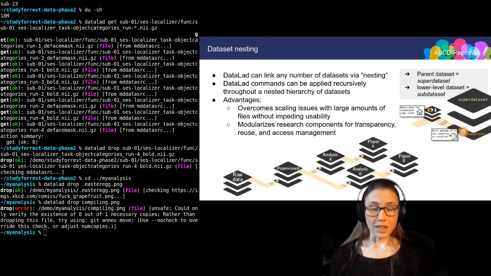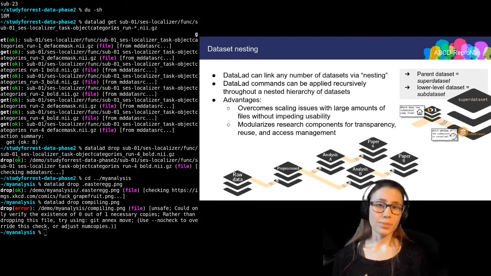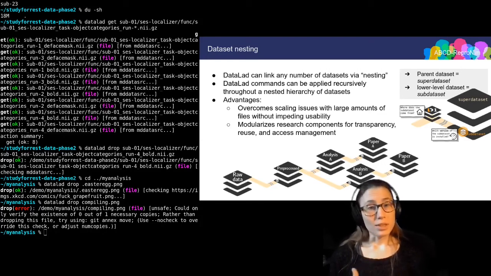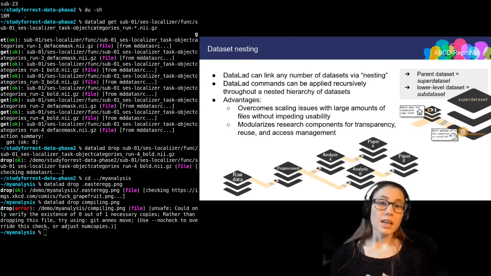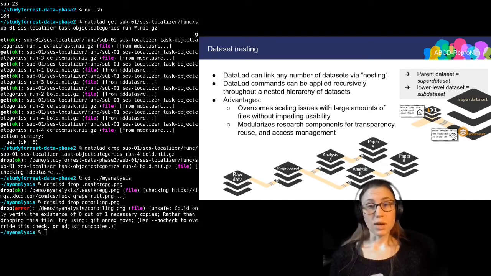This feature of nesting has two advantages. First, it overcomes scaling issues. Some datasets that we work with, including ABCD, become incredibly large, and when they exceed a few 100,000 files, version control tools can struggle and break. By nesting datasets, and you will see a concrete example later, you can overcome this and split a dataset into manageable pieces. But importantly, you can apply DataLad commands recursively through datasets. So even though you have many separate individual datasets, if they are linked together in a hierarchy of datasets, this still feels like a single dataset.